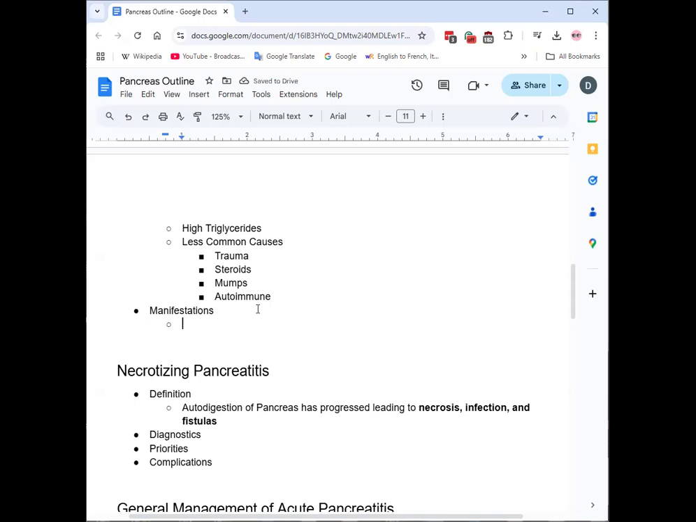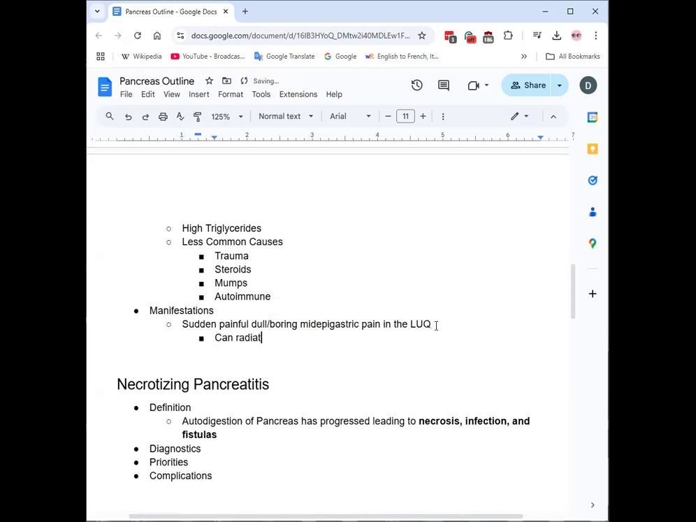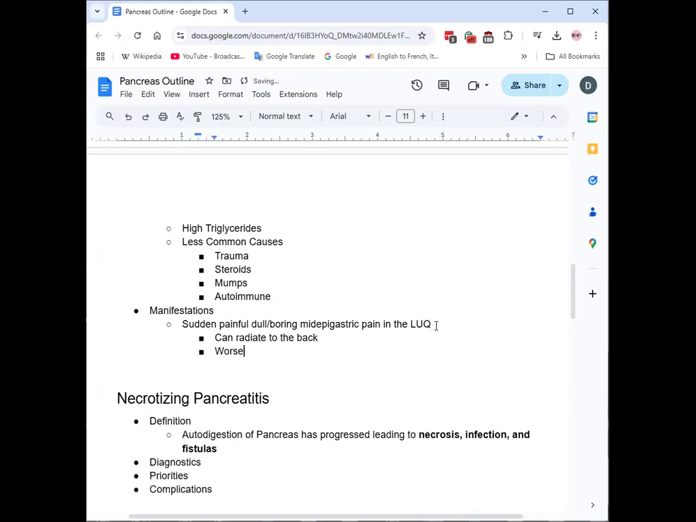So let's see here. And yes, it can radiate to the back. And something else, it's worse when the patient is lying flat. Someone says this almost seems like the right case where we would treat pain first, before bowel rest.